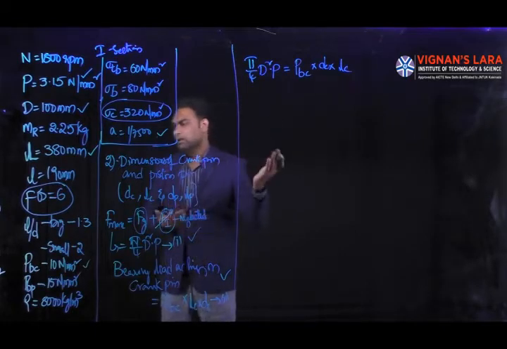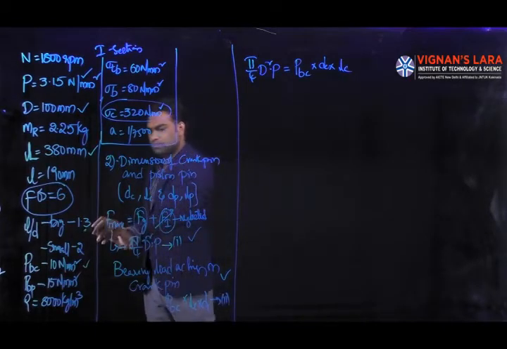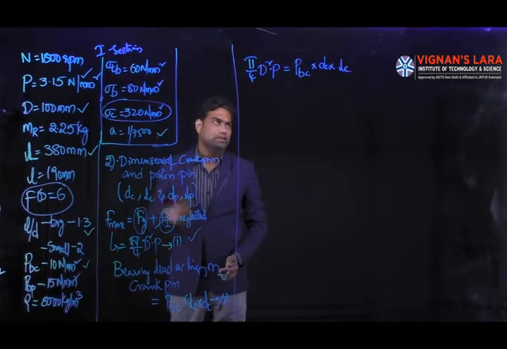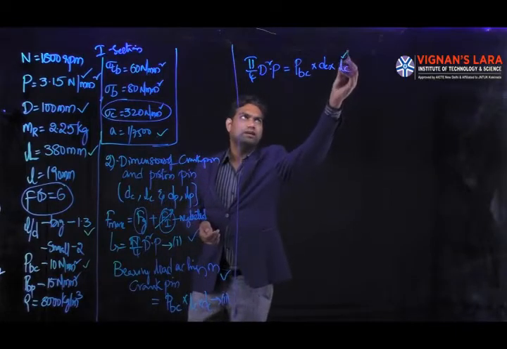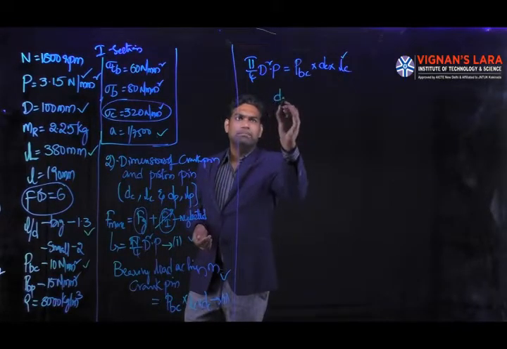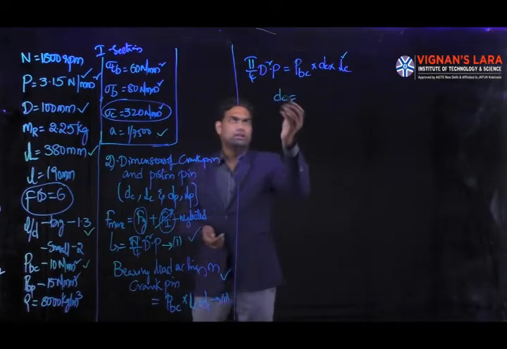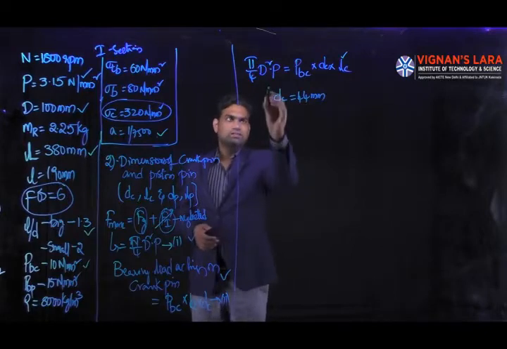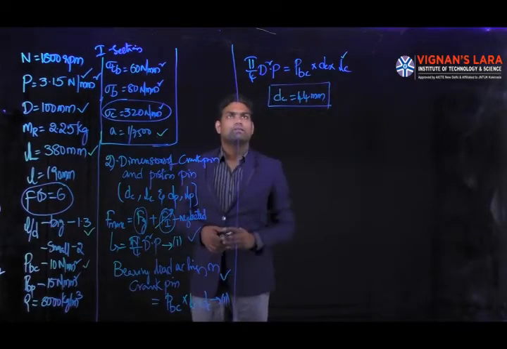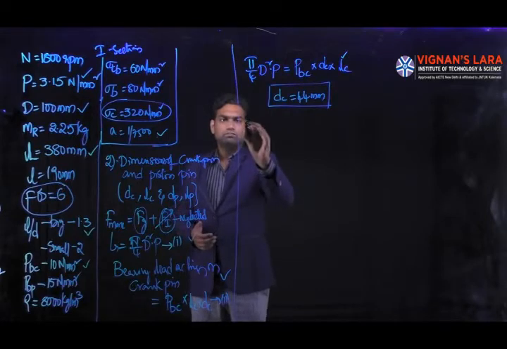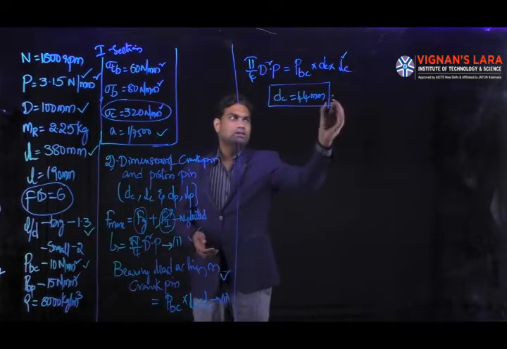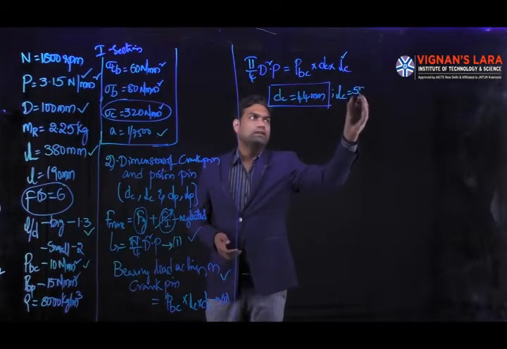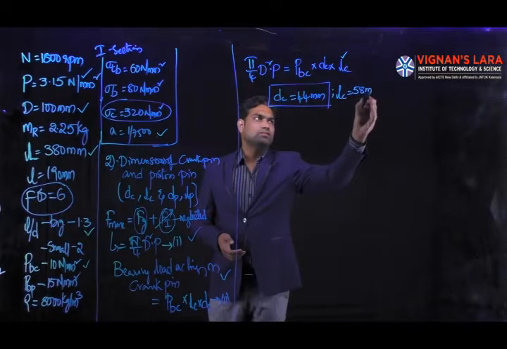And L, that is LC. Here the L by D ratio for the big end pin is given, so LC can be written as 1.3 times DC. The L by D ratio is given, so LC in terms of DC we can substitute. From that we can calculate the diameter of the crank pin. We can substitute all the values, and DC comes to around 44 mm. Clear? Similarly, you can also calculate the length of the crank pin. This is 1.3 times DC, so it is 58.